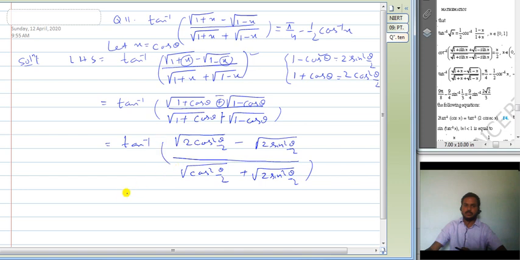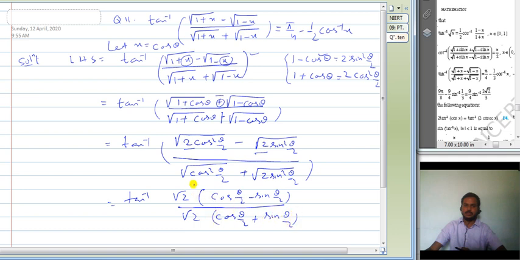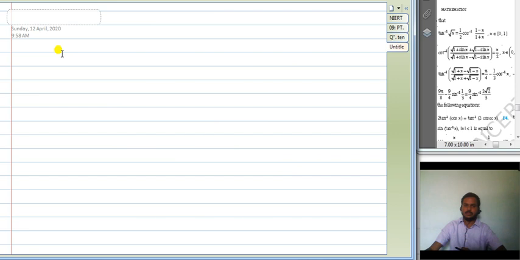Now tan inverse, I will be taking root 2 common because root 2 is in both places. So if I take root 2 common, what will remain is cos theta by 2 minus sin theta by 2, whole divided by root 2 times cos theta by 2 plus sin theta by 2. Now here root 2 will get cancelled and I will solve it again. So this will be equal to tan inverse of (cos theta by 2 minus sin theta by 2) whole divided by (cos theta by 2 plus sin theta by 2).